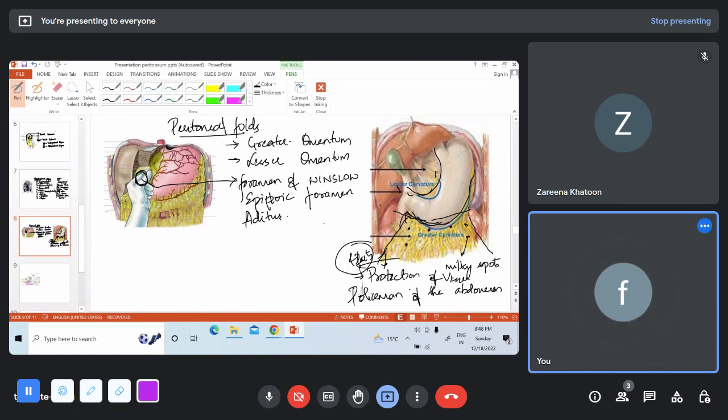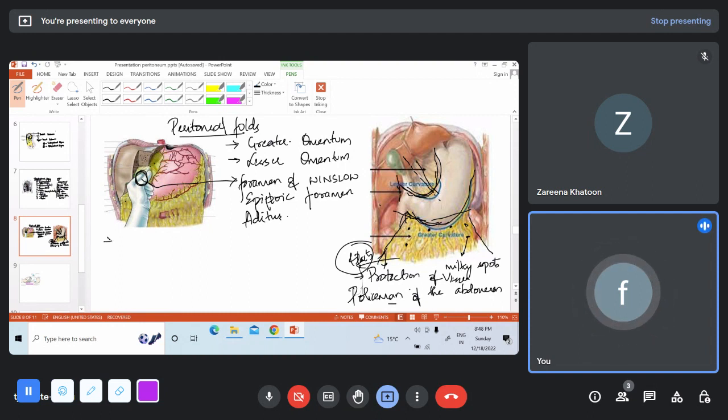Now, this was about the greater omentum. So this was the lesser omentum, which extends from the lesser curvature of the stomach. This lesser omentum is divided into two parts. One is the hepatogastric ligament and the other is the hepatoduodenal ligament.